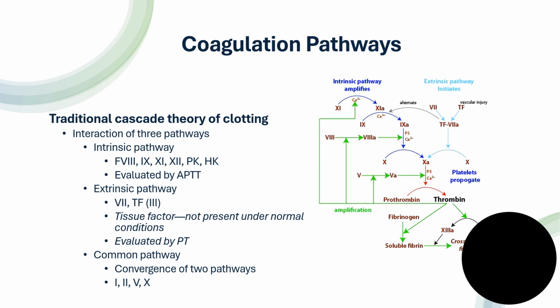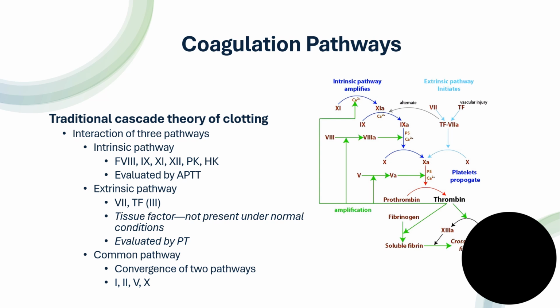The extrinsic pathway is triggered by tissue factor, which is exposed after vessel injury. Tissue factor binds with factor 7, forming a tissue factor 7A complex that directly activates factor 10 in the common pathway. The common pathway is where both the intrinsic and extrinsic pathways converge at the activation of factor 10.